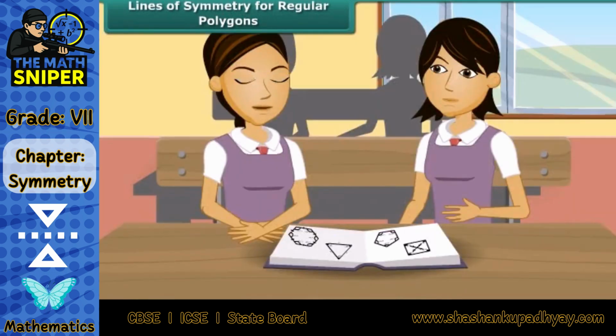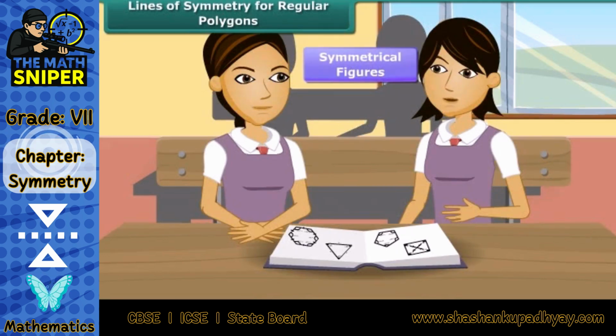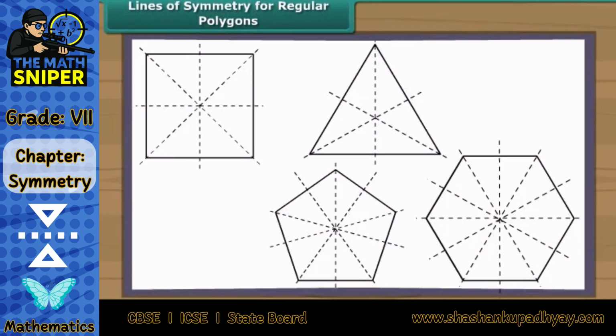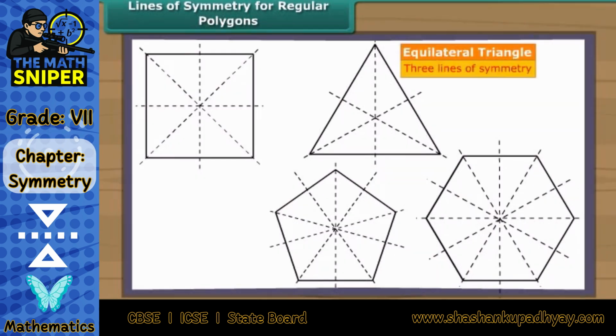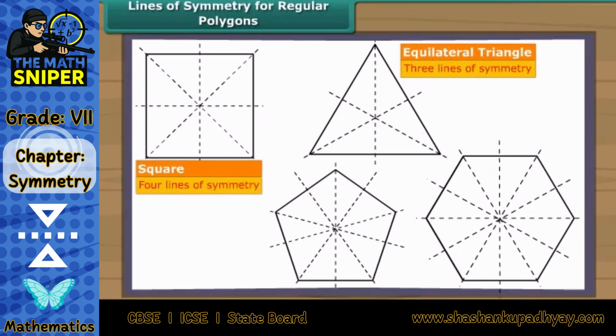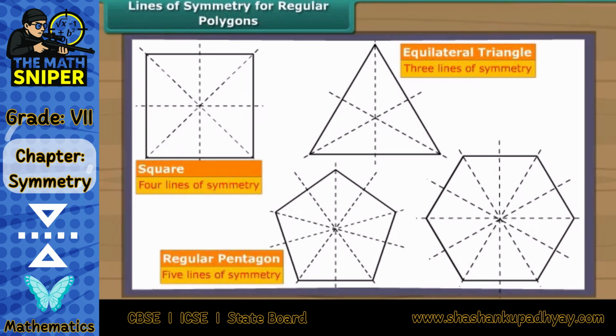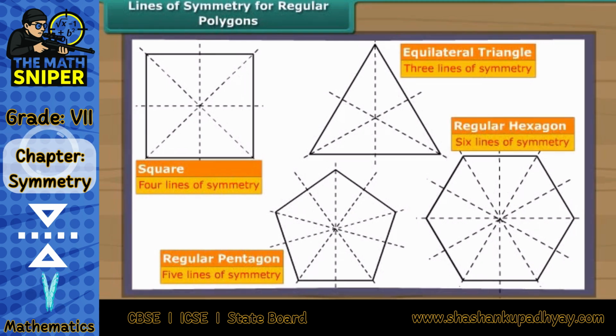There, all the sides are equal and the measures of their angles are also equal. Are the regular polygons symmetrical? Yes, the regular polygons are symmetrical figures and have many lines of symmetry. Look at these figures. An equilateral triangle has 3 lines of symmetry. A square has 4 lines of symmetry. A regular pentagon has 5 lines of symmetry. And a regular hexagon has 6 lines of symmetry.